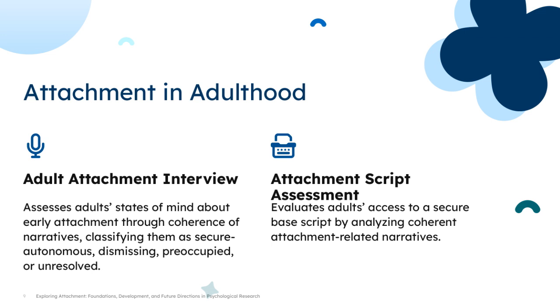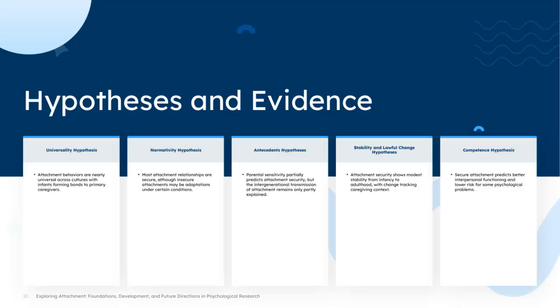and their narrative representations. Here we have a summary of the key hypotheses and evidence in attachment theory research. First, the universality hypothesis, which shows that attachment behaviors are nearly universal across cultures, with infants forming strong bonds to their primary caregivers. Next is the normativity hypothesis, highlighting that most attachment relationships are secure, though insecure attachments can sometimes be adaptations to specific circumstances.